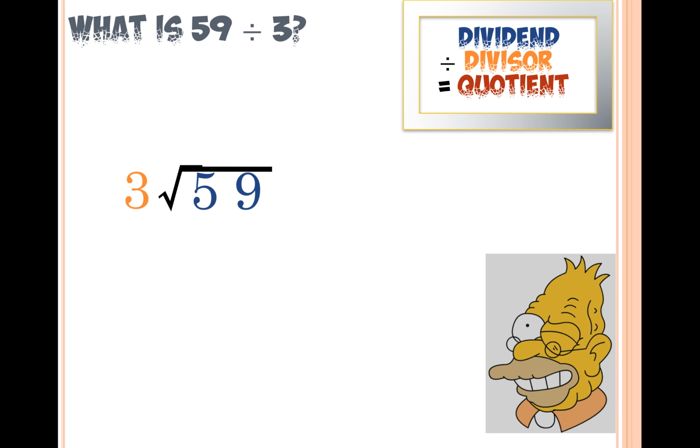59 divided by 3. This right here should look like a long division symbol. I guess I couldn't find it, so I used a square root symbol instead.